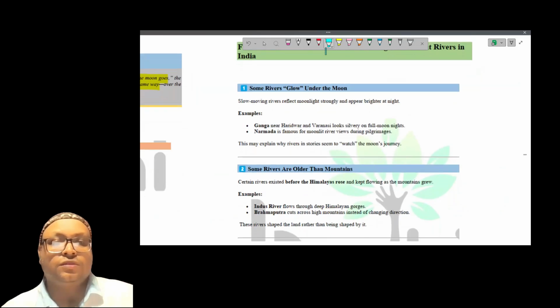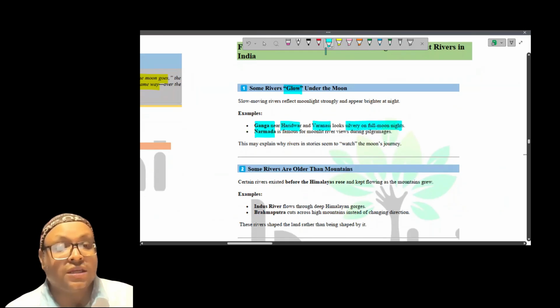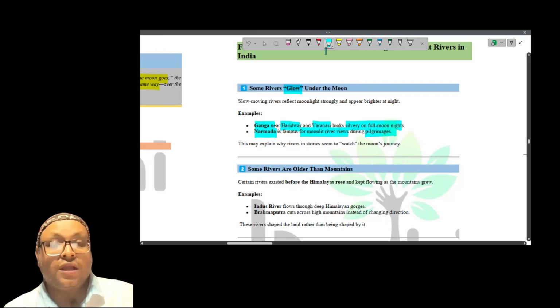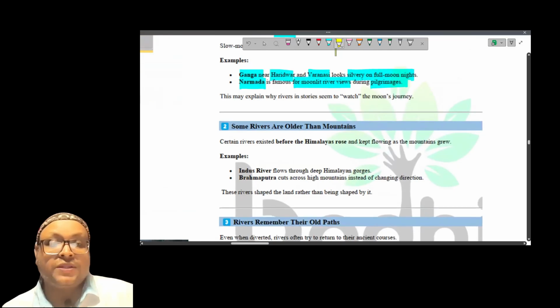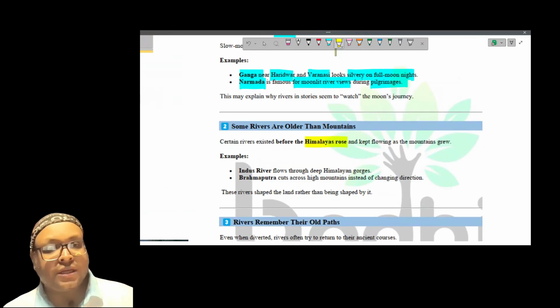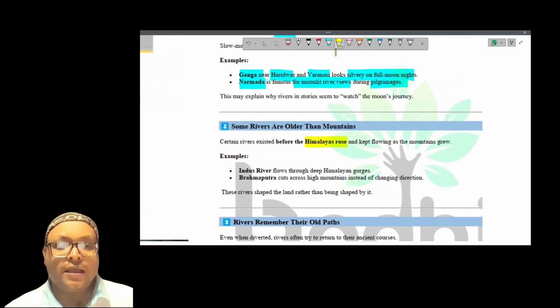Some rivers glow under the moon. Really, the Ganga near Haridwar and Varanasi looks a little silvery. You look at Narmada, it's famous because of moonlight river views during pilgrimages. You can check out these things. And some rivers are even older than mountains. Do you know, there are talks by the geologists that before the Himalaya, the full mountain, came into existence, the Indus River and Brahmaputra had already been there.